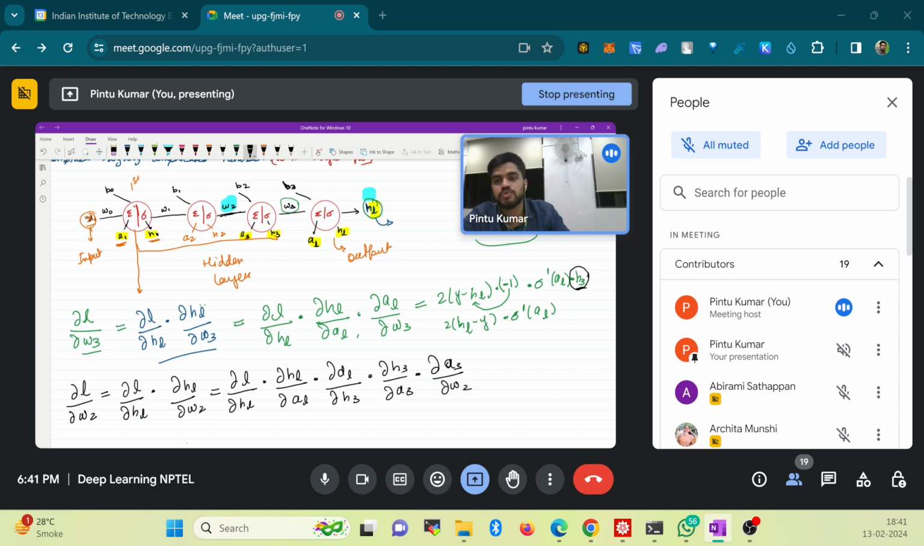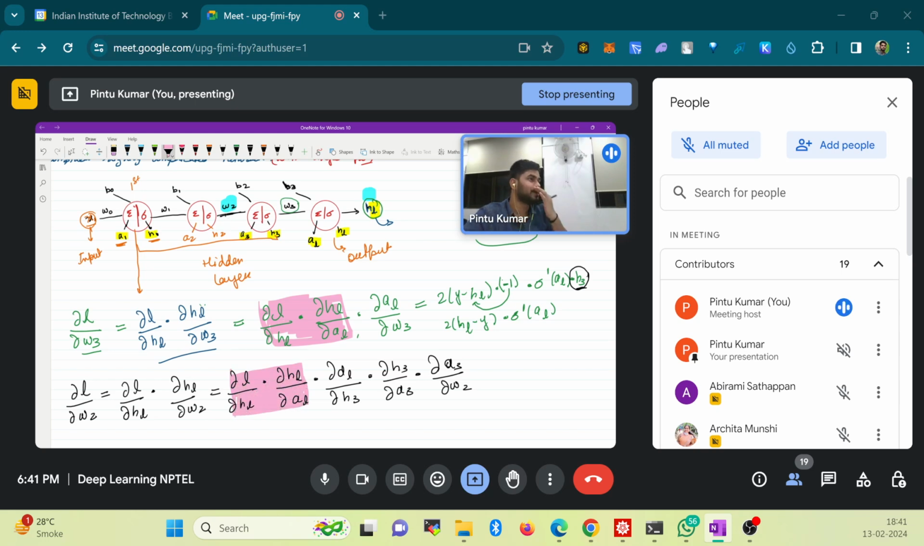Okay. Now, if you see, there are some terms that are common in both of them. So one is this. I'll just increase the width here. One is this, right? If you see this term over here and the first two terms over here are the same.